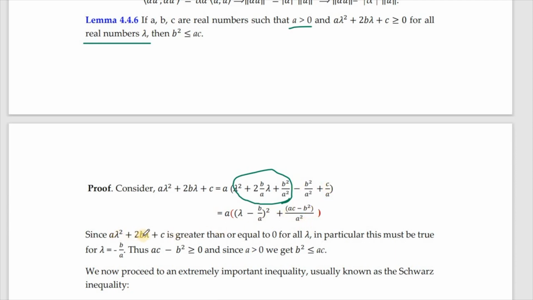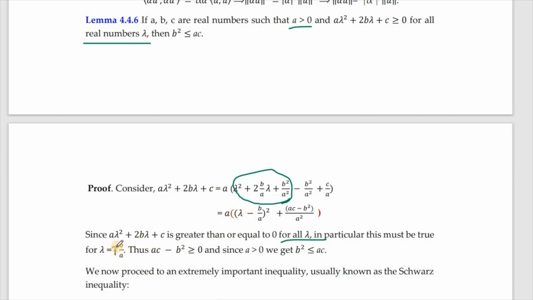But a lambda squared plus 2b lambda plus c is greater than or equal to 0 for all real lambda. So in particular you can choose lambda as minus b by a. You can choose it as b by a in magnitude, so that you have this here. It is correct.